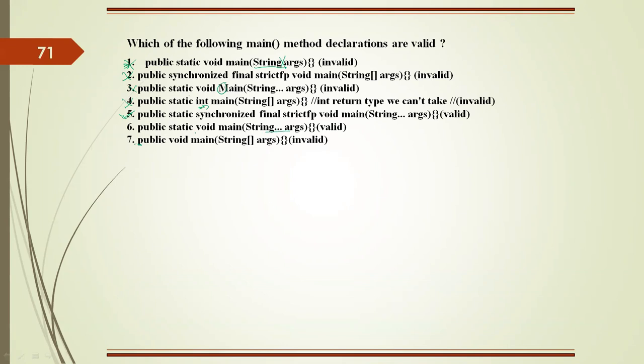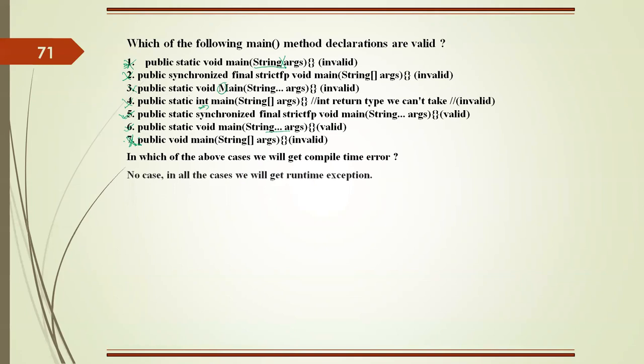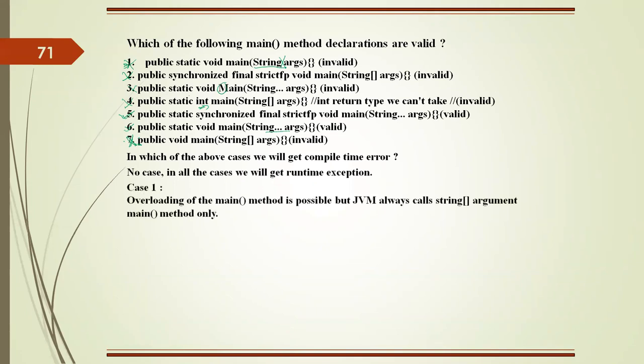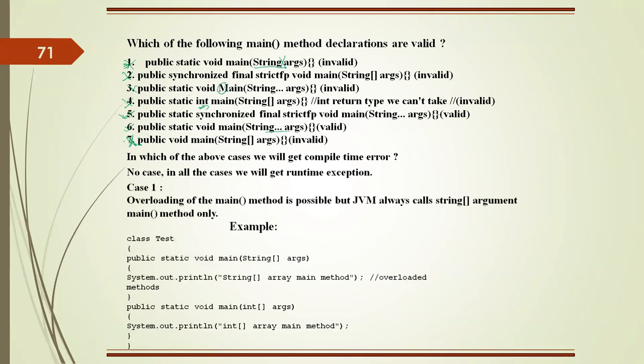Public static void main with args we can take, it's valid. Public static void, it's valid because this is public void main only. Okay. Now, in Java, in which of the above cases will we get a compile time error?